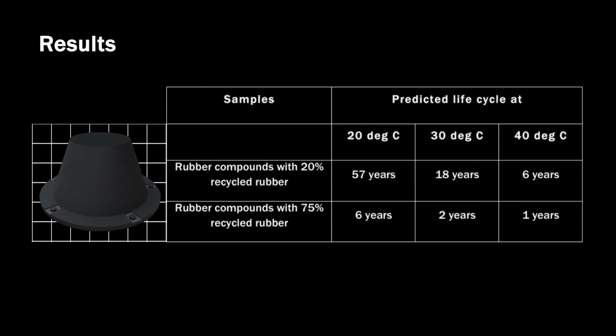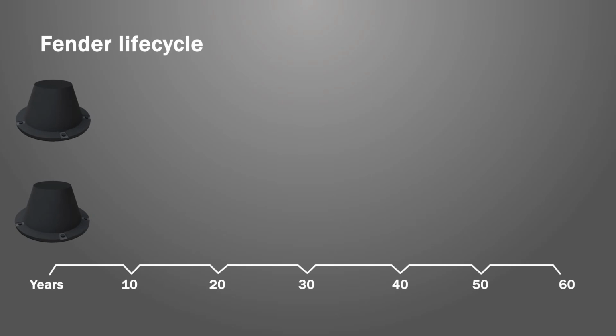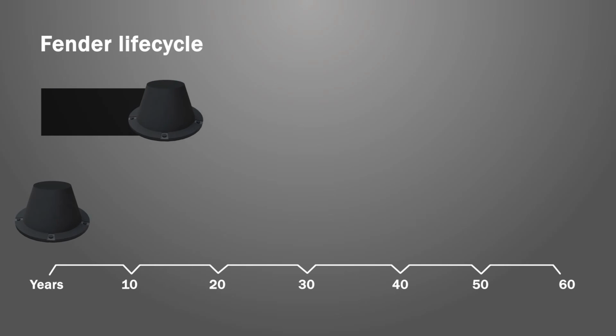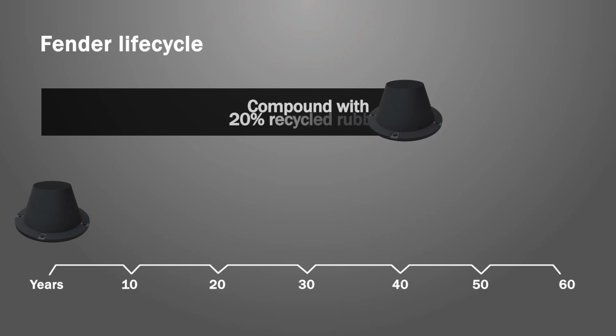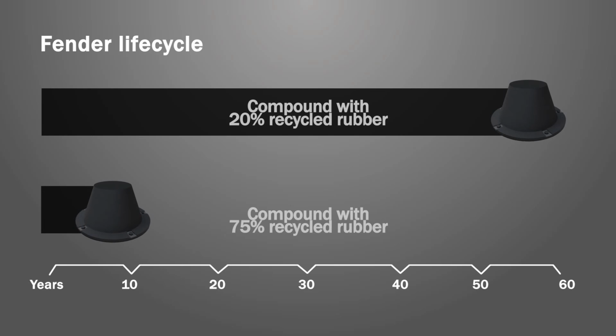We investigated the effect of higher percentages of recycled rubber on the longevity of fenders, using test pieces made from 20% recycled rubber and others made from 75% recycled rubber. Fenders made with lower percentages of recycled rubber had a predicted life cycle of 57 years at 20 degrees centigrade. Those with 75% recycled rubber had a predicted life cycle of just 6 years. It is evident from the study that fenders made of higher percentages of recycled rubber can have a life cycle almost 10 times lower at 20 degrees centigrade.